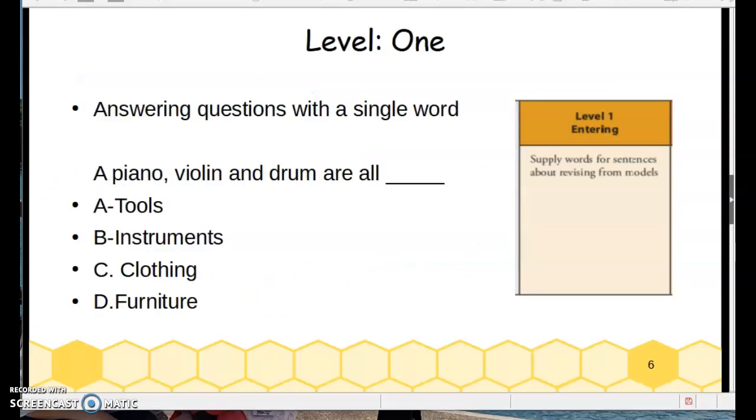So for level 1, I would simply alter the format of the question to make it a fill in the blank in order to allow students to answer the question with a single word, like a piano, violin, and drum are all blank, and then the student would choose one of the following.